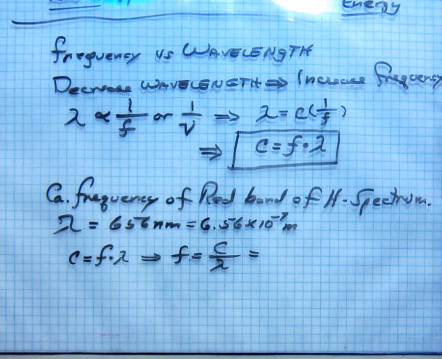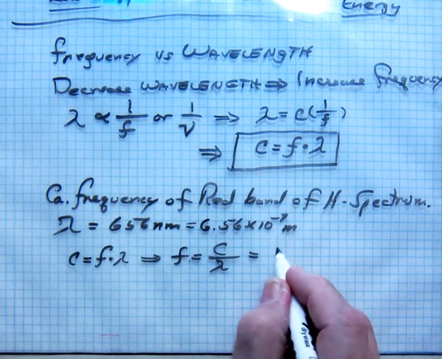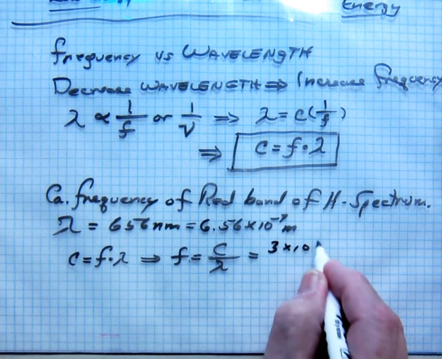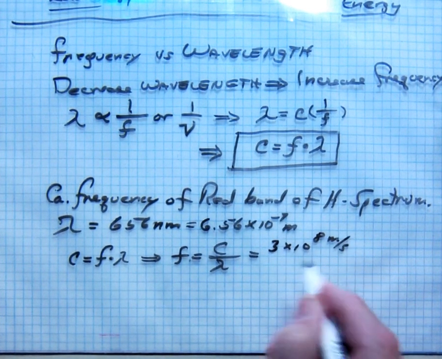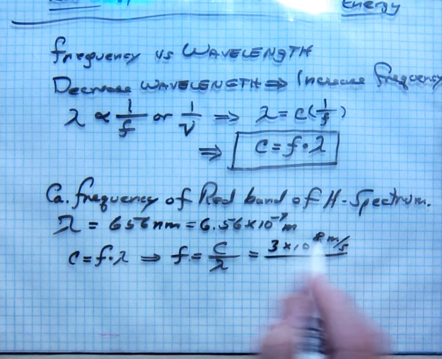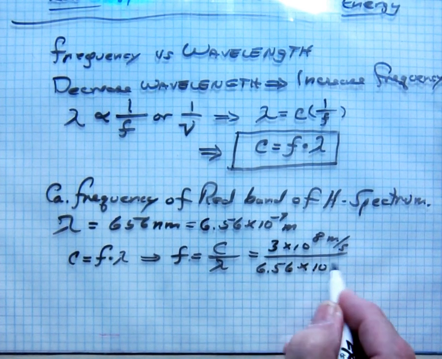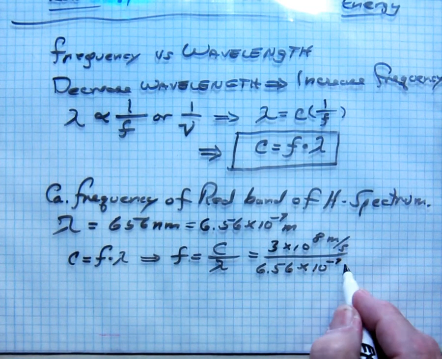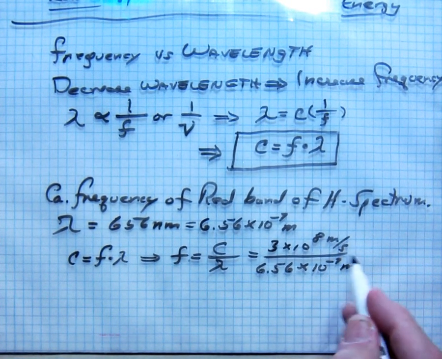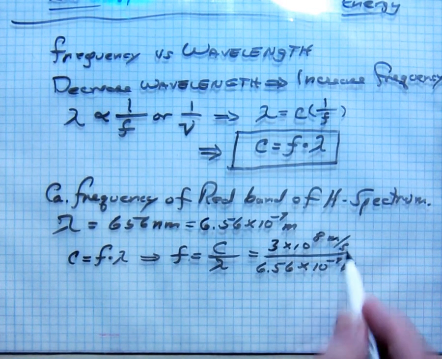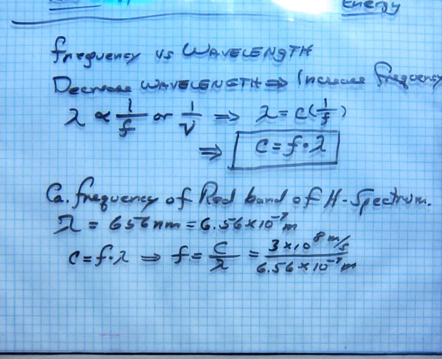But since it's always the same, you either memorize it or go look on the reference sheet. It'll be there. 3 times 10 to the 8th meters per second divided by a wavelength of 6.56 times 10 to the minus 7 meters. See how it comes out? When meters cancels out, all we have is those little slash seconds when it's finished.